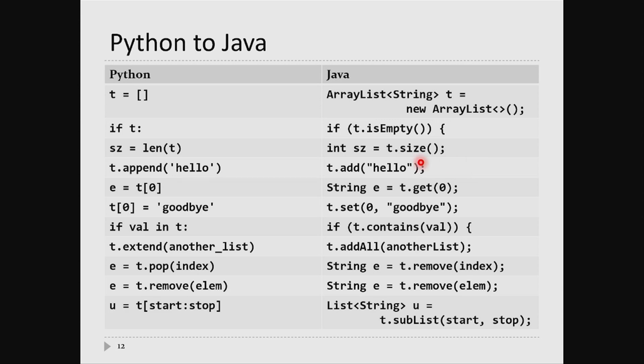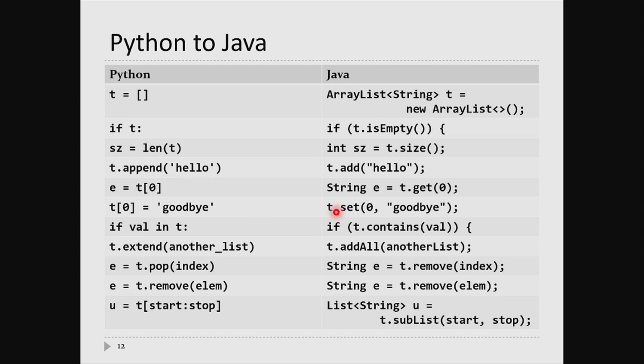If you want to add something to the end of the list in Python, it's append. In Java, it's add. If you want to get an element, we know it's square brackets in Python, and with Java arrays. In Java, it's get for the list. So t.get(0) returns the first element in the list, if it's there. If it's not there, you get an exception.